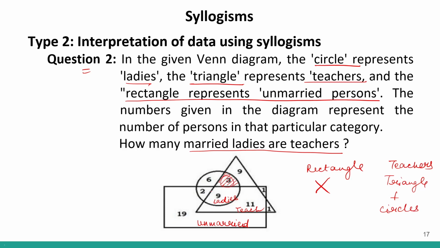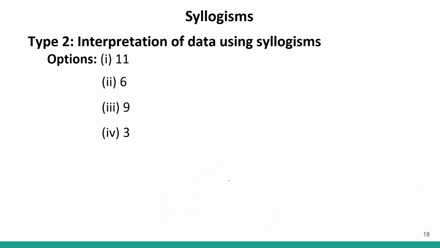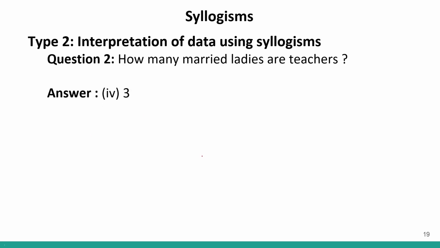So this is 3, that means there are 3 such married ladies that are teachers. So if I look at the options, I can see option number 4 is 3. This will be my answer. There are 3 married ladies who are teachers.